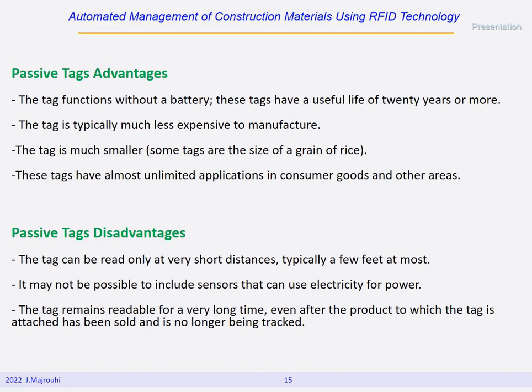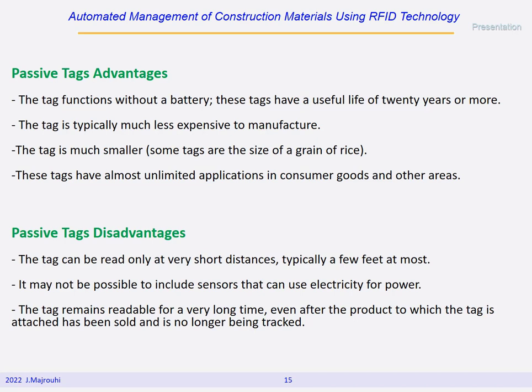Each type of tag has some advantages and disadvantages. Passive tag advantages are the tag functions without a battery. These tags have a useful life of 20 years or more. The tag is typically much less expensive to manufacture. The tag is much smaller and has almost unlimited application in consumer goods and other areas.